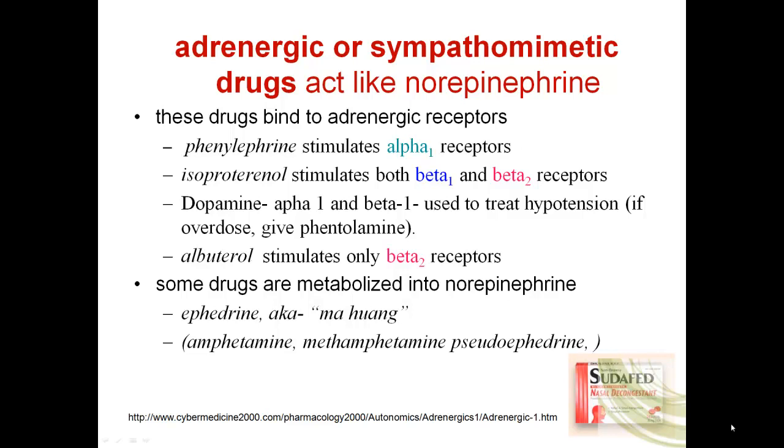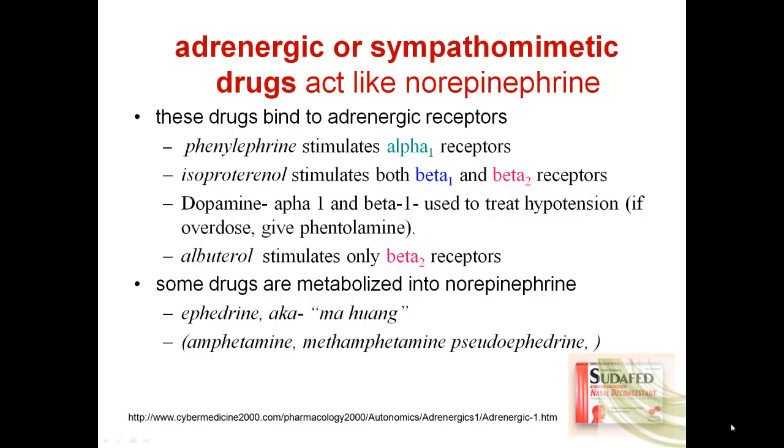Phenylephrine is the new formula for Sudafed. Sudafed used to be pseudoephedrine. The pseudoephedrine, of course, was used by people to make methamphetamines and amphetamines, and now you need to basically sign over your firstborn child if you want that old formula of Sudafed. The phenylephrine binds to alpha-1 receptors.